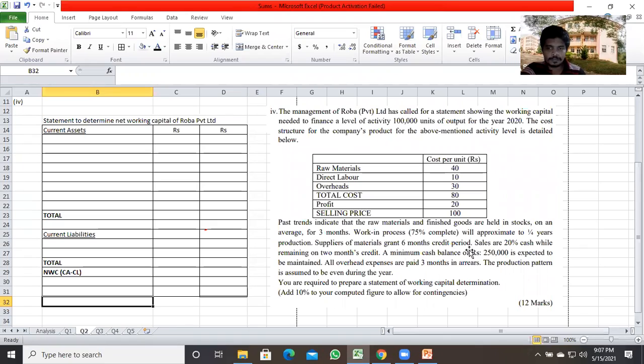A minimum cash balance of rupees 250,000 is expected to be maintained. Minimum cash balance, get a mark for this.